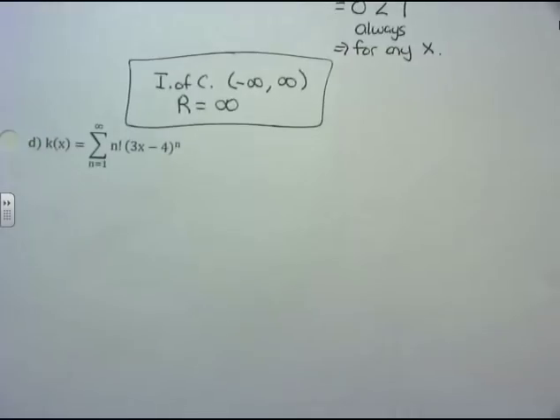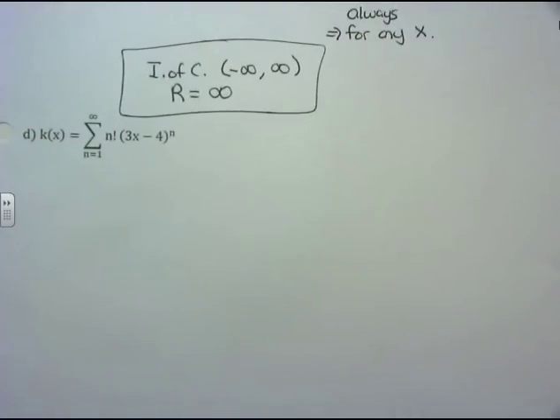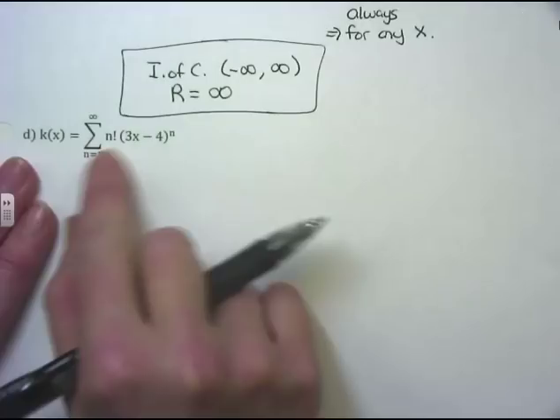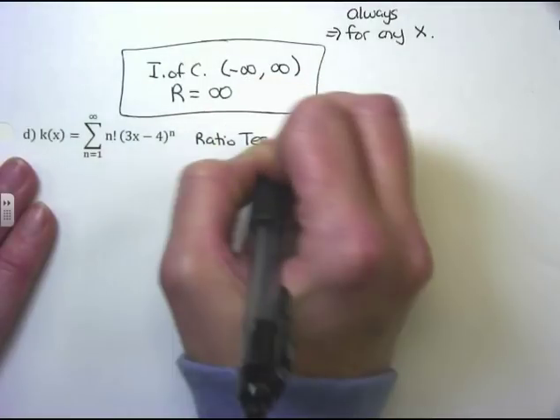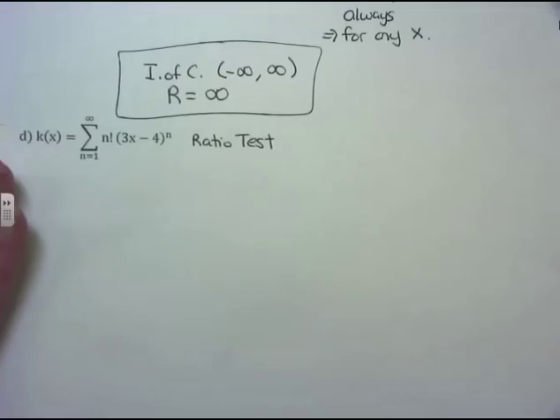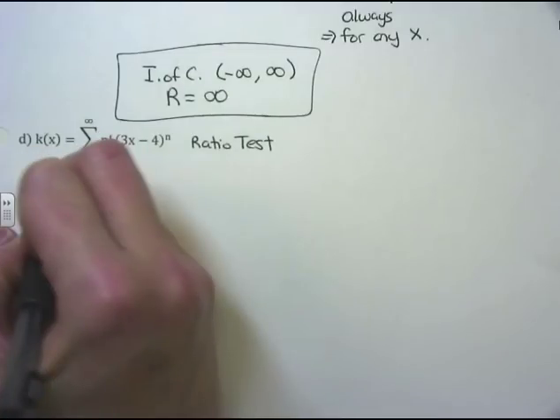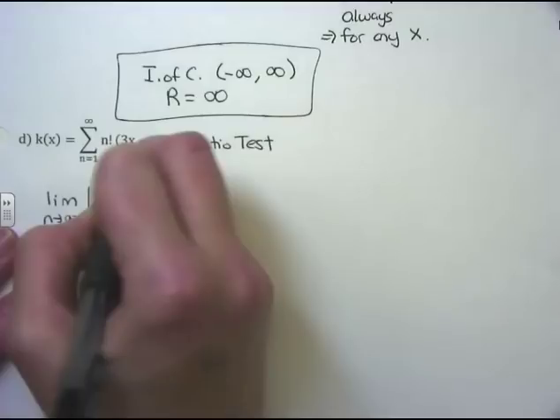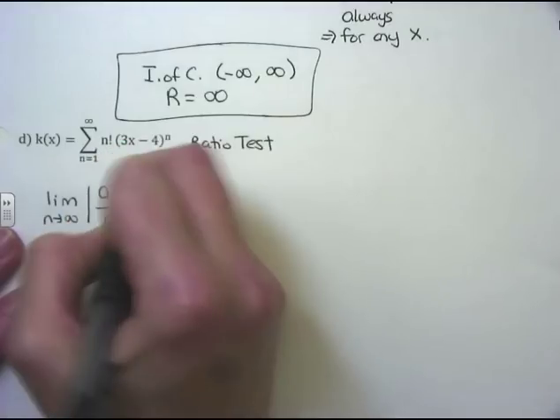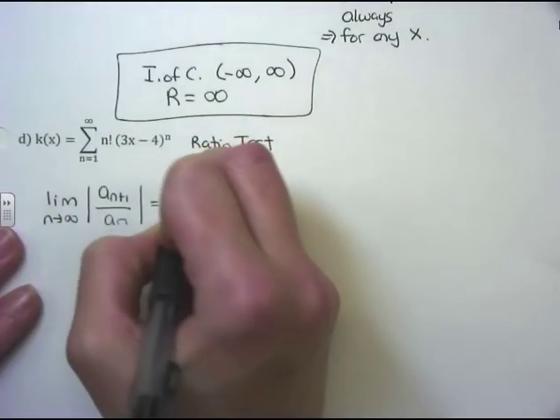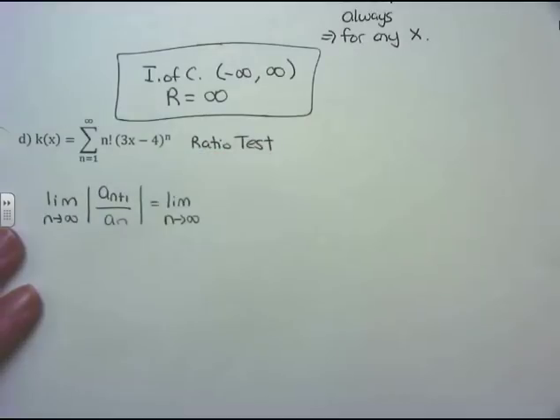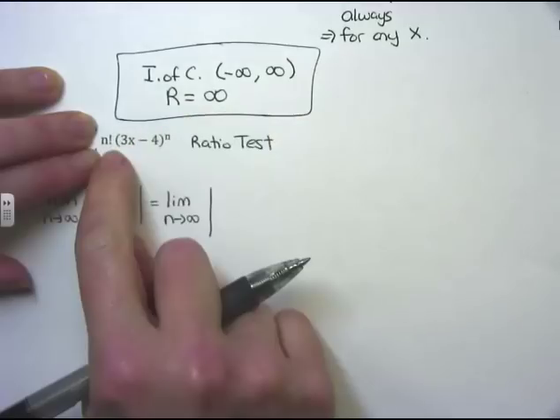Part D. I have the series from 1 to infinity of n factorial times 3x minus 4 to the n. Again, I'm seeing variables to powers of n and factorials, so I'm already thinking about a ratio test to decide where this converges. Ratio test says I want to look at the limit as n goes to infinity, absolute value of a n plus 1 over a n. a n plus 1 is just the sequence inside.